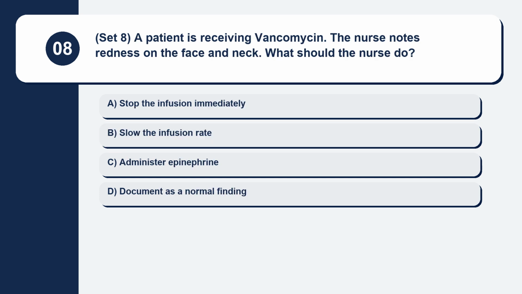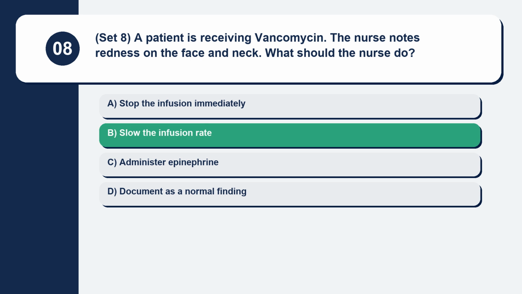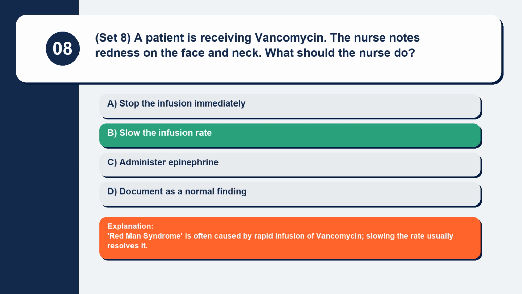Question 8. Set 8. A patient is receiving vancomycin. The nurse notes redness on the face and neck. What should the nurse do? Stop the infusion immediately, slow the infusion rate, administer epinephrine, document as a normal finding. Red man syndrome is often caused by rapid infusion of vancomycin. Slowing the rate usually resolves it.